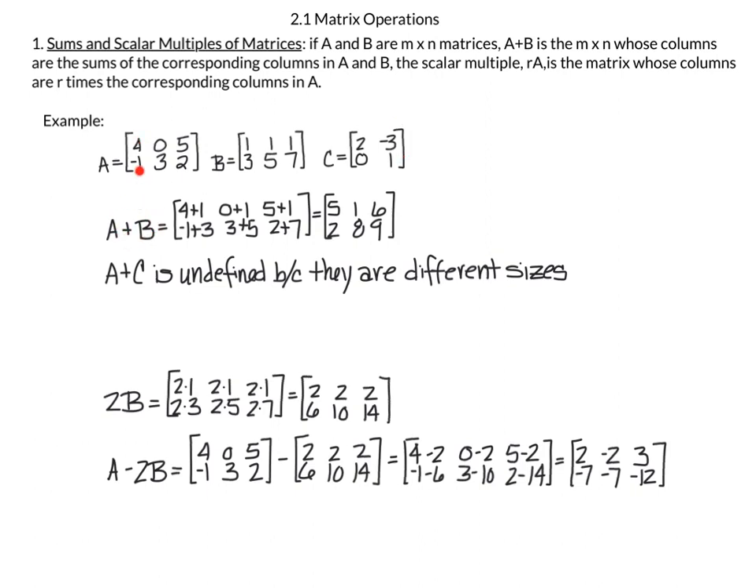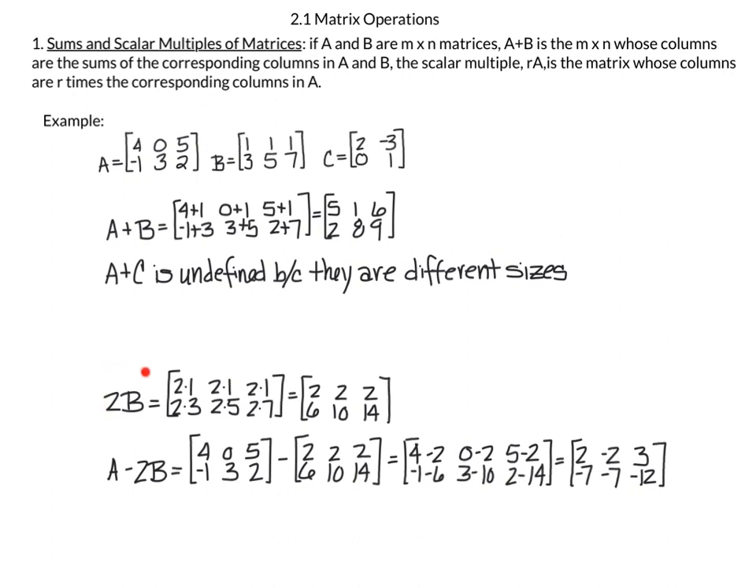A plus B is the first column of A added to the first column of B. So that's going to be 4 plus 1 and minus 1 plus 3. Then the second column of A added to the second column of B. That will be 0 plus 1 and then 3 plus 5. And then finally the third column of A added to the third column of B. So that will be 5 plus 1, 2 plus 7. And our final answer will be 5, 2, 1, 8, 6, 9. And then finally note that A plus C and also B plus C are undefined because A and C are different sizes. Similarly, B and C are different sizes.